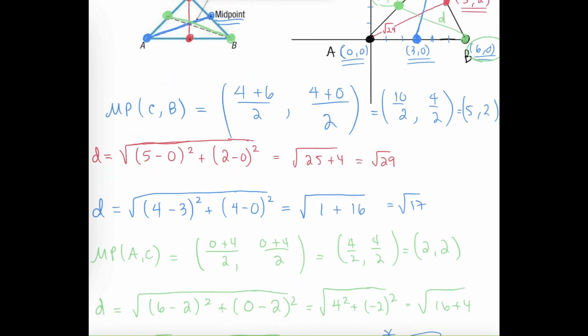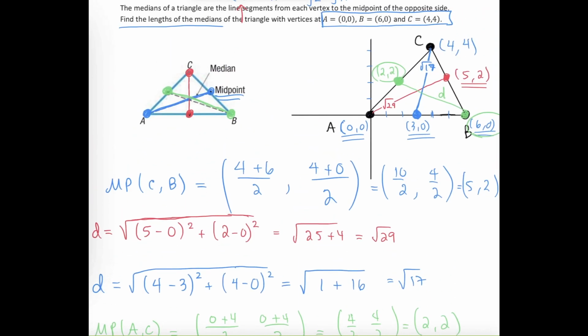And let's label that up on our graph, that this distance, or the length of this median, is 2 radical 5. So we've got three median distances. One of them is 2 radical 5, one of them was radical 17, and one of them was radical 29.